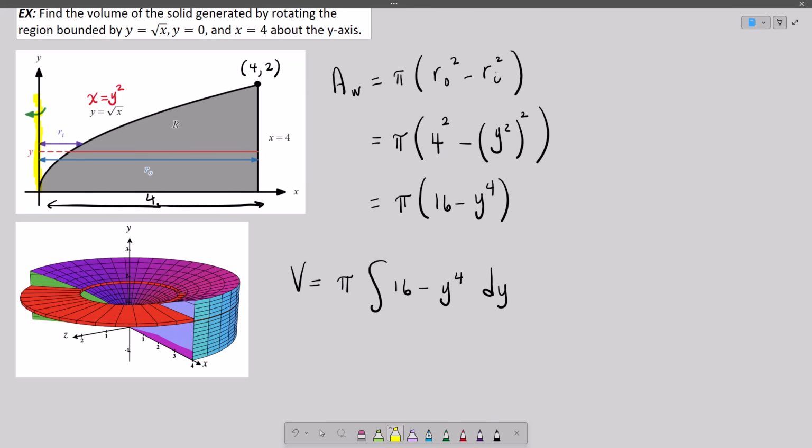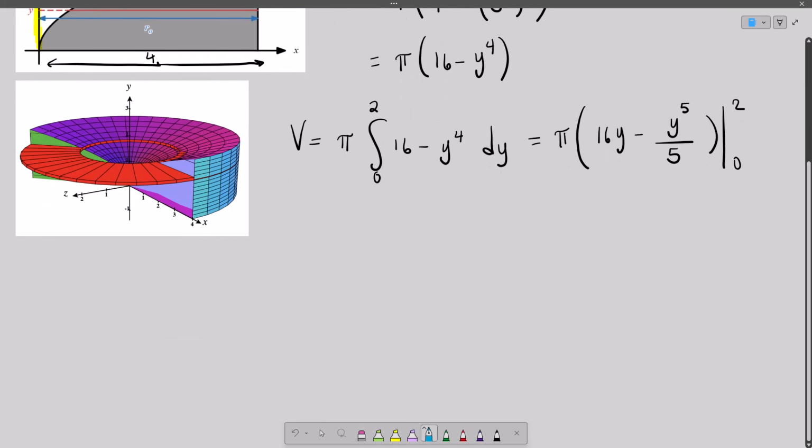So 0 to what? 0 to 2. So the y values, right? We're coming from the y-axis. The y value down here is y equals 0, all the way up to y equals 2. So 0 to 2. We can now integrate. This will give us 16 multiplied by y minus y to the 5th over 5, 0 to 2.